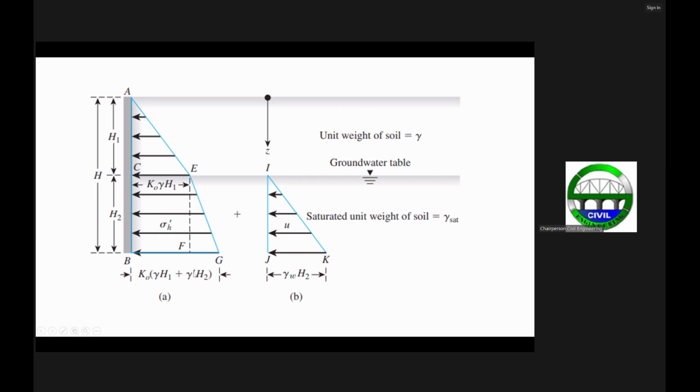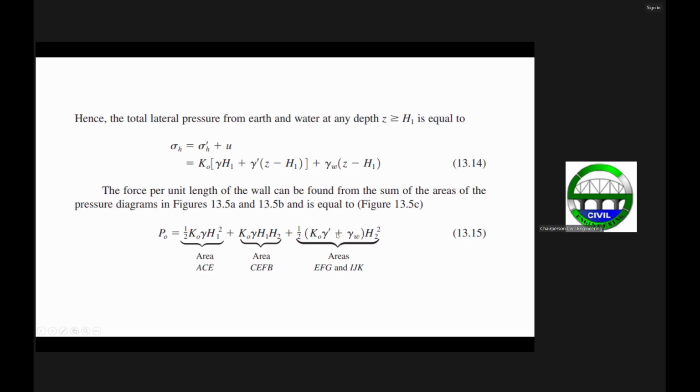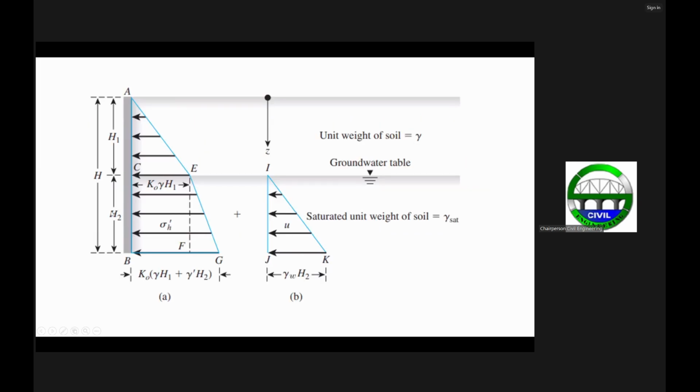This one here is K sub O gamma prime H sub 2 times H sub 2, this height, times 1 half. That's your area of the triangle. So that's 1 half H sub 2 times this length here, which is equal to K sub O gamma prime H sub 2. That will give you 1 half K sub O gamma prime H sub 2 squared, because that is H sub 2 times H sub 2.